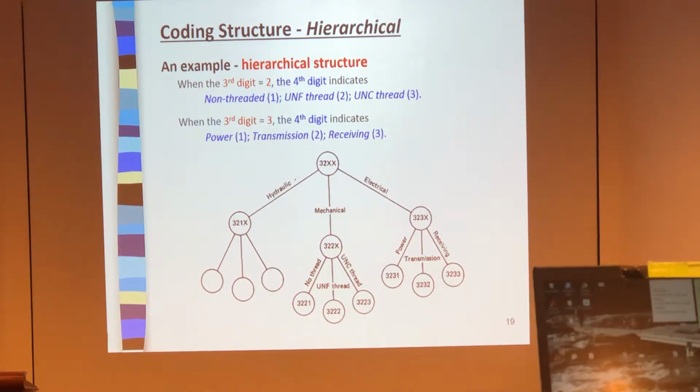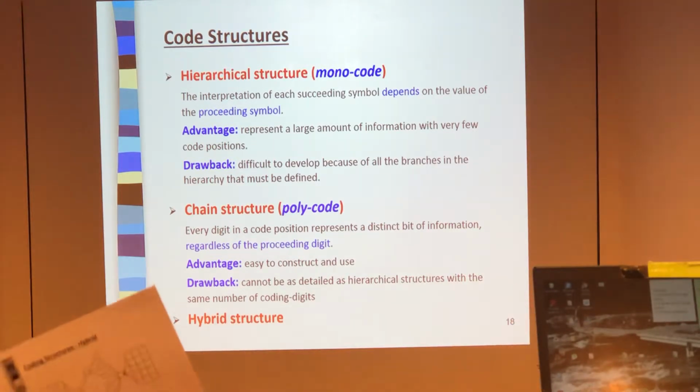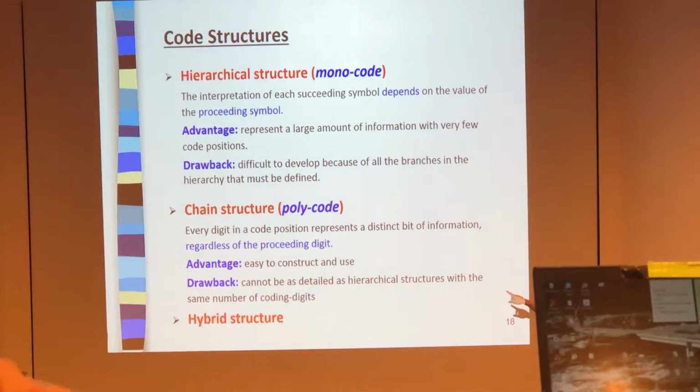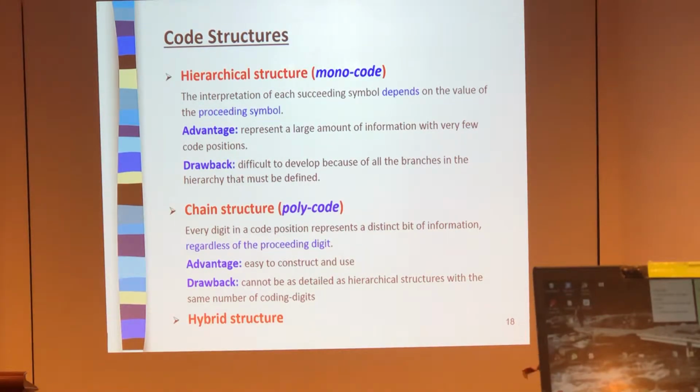The definition: hierarchical interpretation of each succeeding symbol depends on the value of the preceding symbol. That's the characteristic of hierarchical. It's also called a monocode. Chain structure means every digit in the code position represents a distinct bit of information. We also call this a polycode. Which one to use?